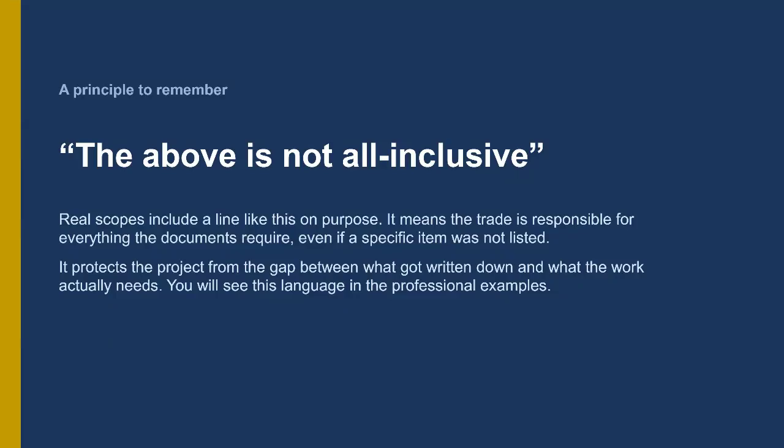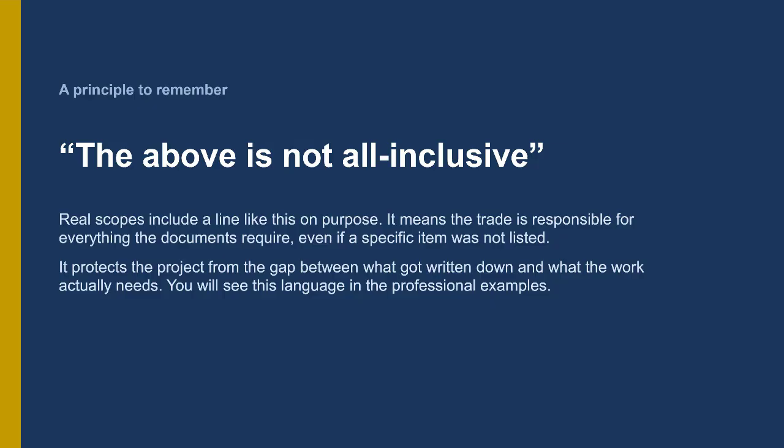Before we wrap up this video, I want to make sure you understand one phrase you will see in every real professional scope of work, and it does not appear anywhere in our 12 parts. Look at any real subcontract scope and you will find a line that says something like, "The above is not all-inclusive." Why is that line there? Because no scope writer can list every single item a trade is responsible for. There are too many small details, too many obvious things, too many incidentals that would take pages to enumerate.